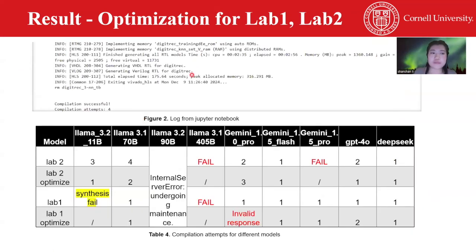In our program, if we generate code, we will compile it. And if it fails, it will feed the error to the prompt and regenerate. So the program can count the compilation attempts. This figure shows the compilation attempts for different models, and we can see there are some failures.